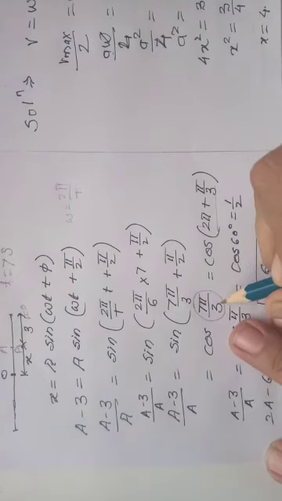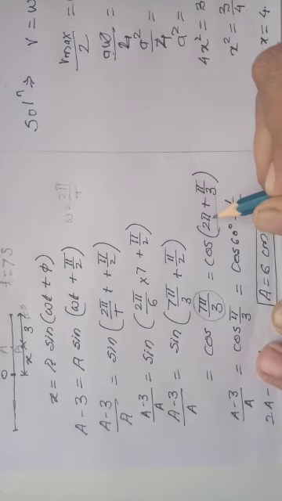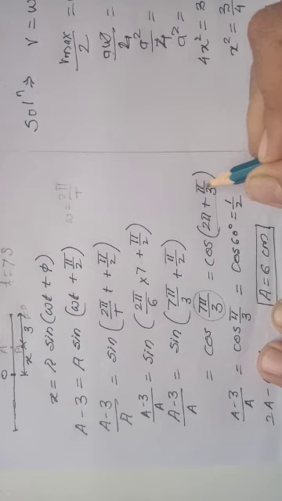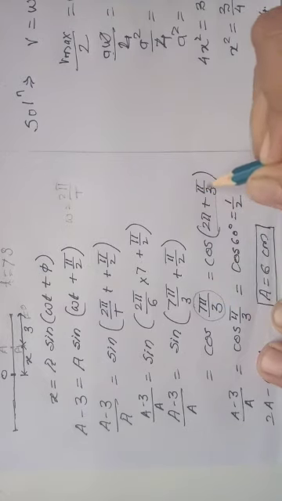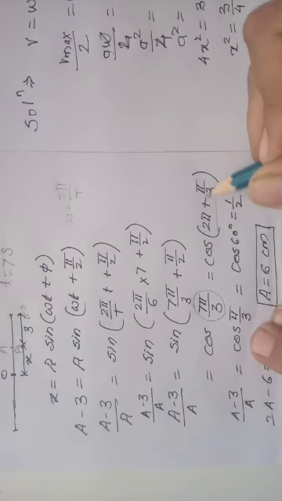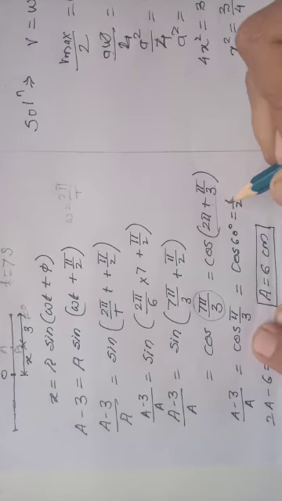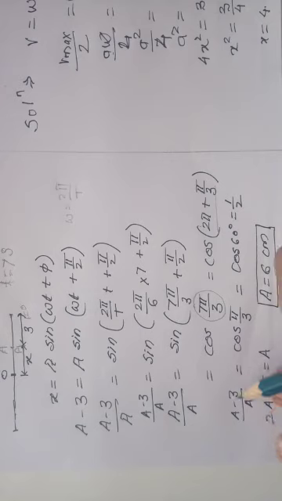Now this term 7 pi by 3, we split and write it like this: 2 pi plus pi by 3. 3 twos are 6, 6 plus pi, 7 pi upon 3. So 7 pi upon 3 is equal to 2 pi plus pi by 3. Now cos theta plus 2 pi is equal to again cos theta. Here again we use the allied angle formula. So we get the term a minus 3 upon a is equal to cos pi by 3. And cos pi by 3 is cos 60 degree, that is equal to 1 by 2.